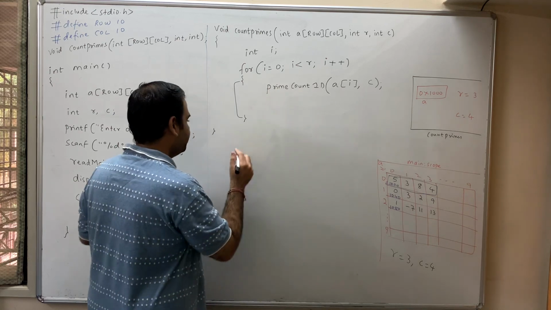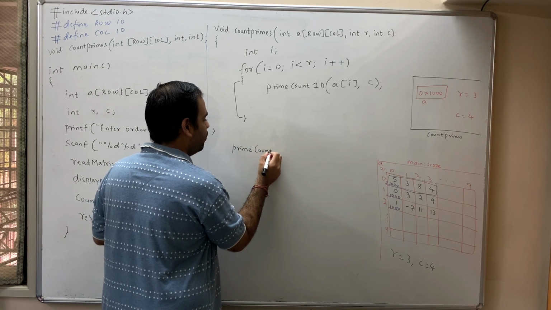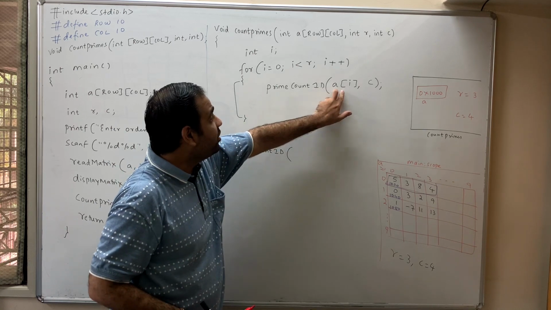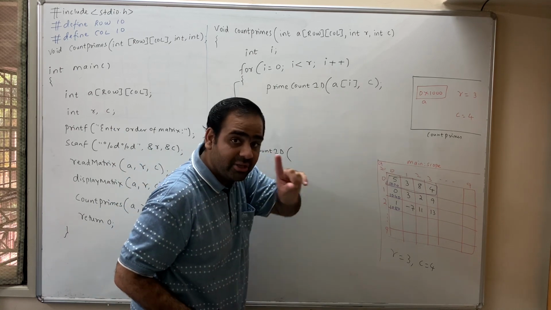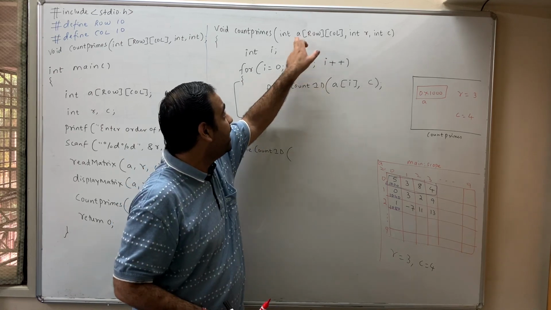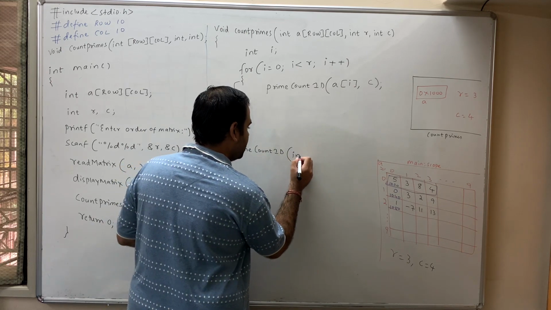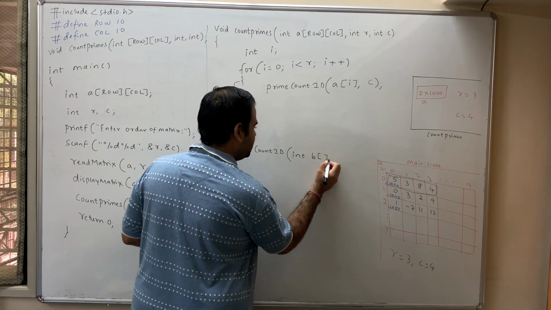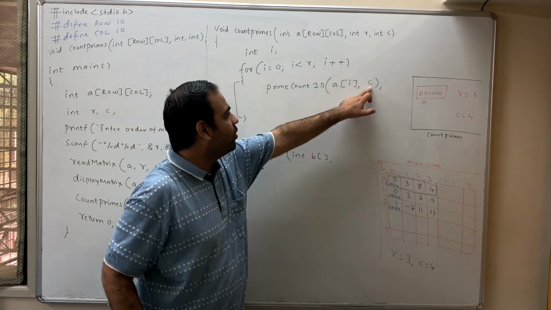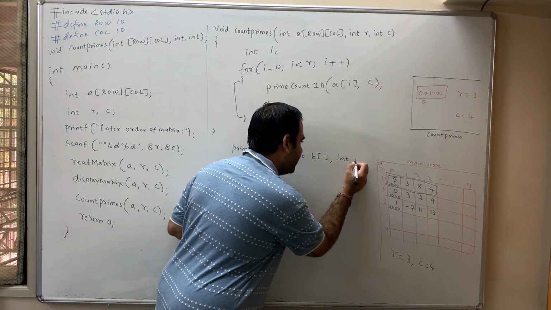I need to write the function primeCountIn1DArray. Now, what is this A of I? A of I means a one-dimensional array. Again, I am saying A of I is not a two-dimensional array. A is a two-dimensional array, but A of I is a one-dimensional array. Therefore, I need a one-dimensional array. Let us write this as the one-dimensional array, and we know that in a one-dimensional array, giving the size is optional. And what is this C? C is of type integer, which represents the number of elements.